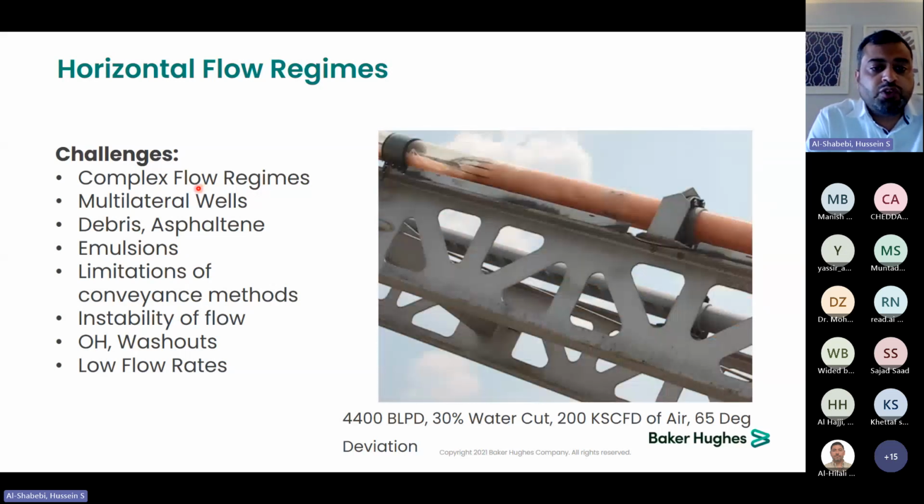Other challenges that we have are access of multilateral wells, and also debris and asphaltene that can block the sensors, either spinners or probes, the holdup measurements. Emulsion also can give you a wrong indication of the phase that you are calculating. Limitation of the conveyance method, especially for very long horizontal wells. Instability of flow, because to get a representative flow profile you need the well to be stable. Open hole and washout, especially if this is beyond the tool maximum opening. And low flow rates, especially if it is below the spinner's thresholds.